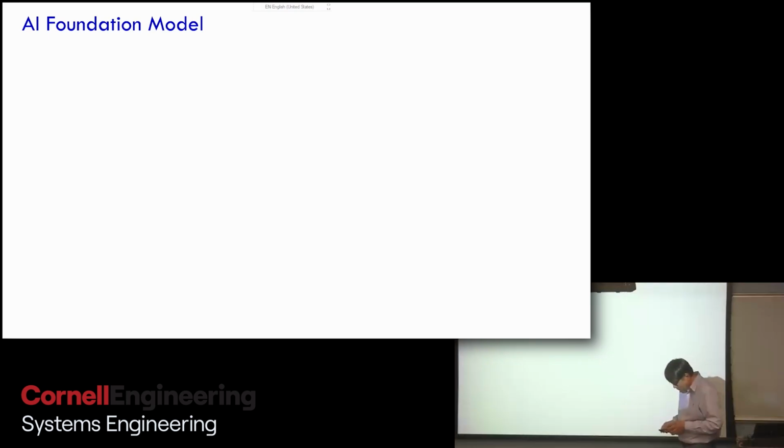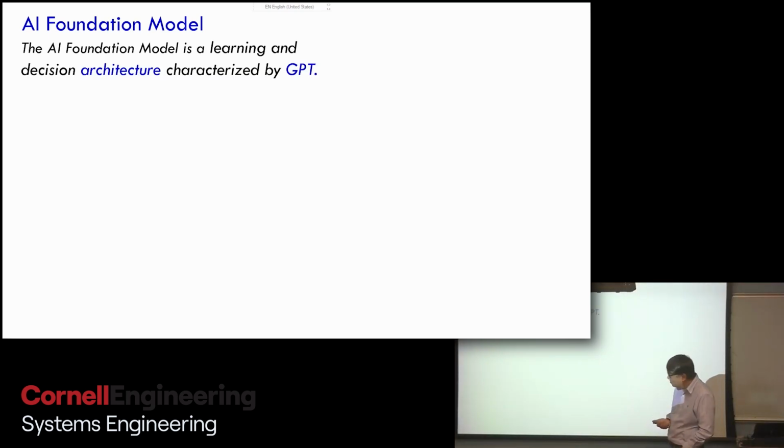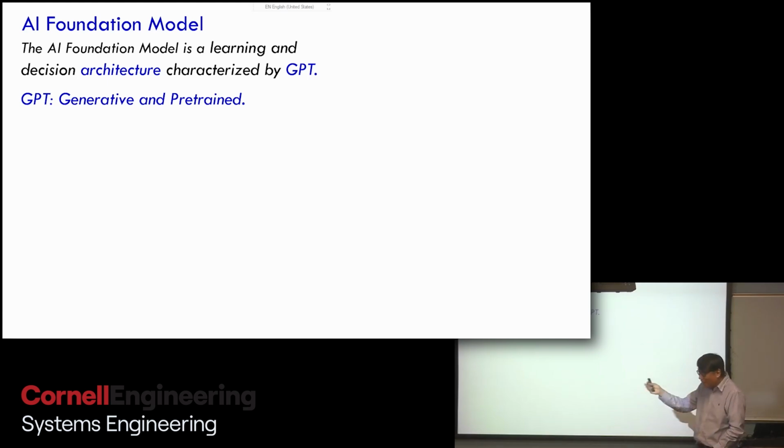Okay, so a few things about it. Broadly speaking, an AI foundation model is a learning and decision architecture characterized by GPT, which means that it's generative and pre-trained. Generative means that it can produce sample scenarios that are beyond your training data. Pre-trained means that you can train a large foundation model and adapt it for various applications. This architectural design puts additional requirements on what kind of applications will be suitable, and why this is an extremely profitable way to look at AI.